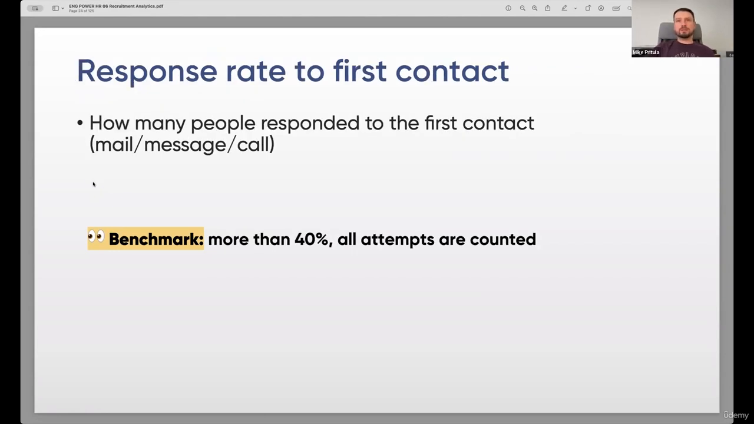Response rate to the first contact. By first contact, we mean the first attempt to approach via email or messenger, but not just one attempt, but several attempts before the first conversation, right? So the target here is 40%.